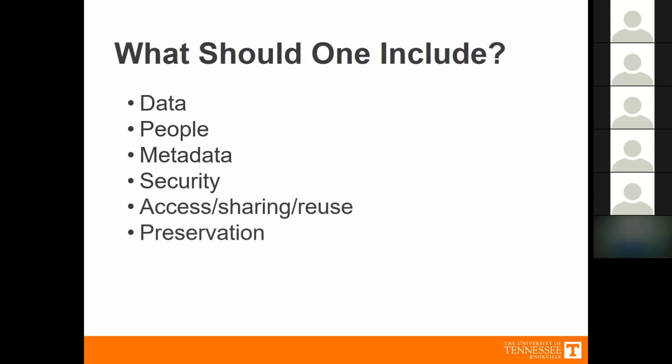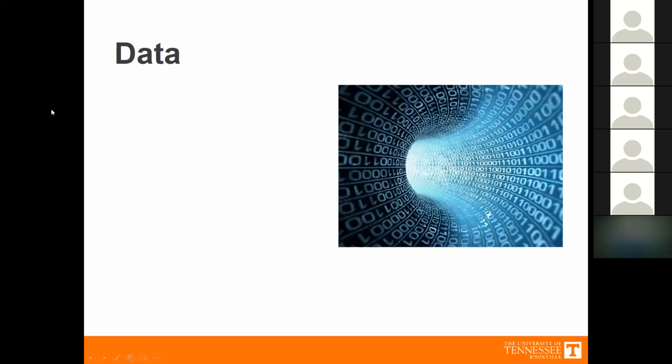So these are the six main parts of a data management plan, and we will go through each of these in more depth and talk a little bit more about what each of these parts should include. I'll also give you some examples along the way.